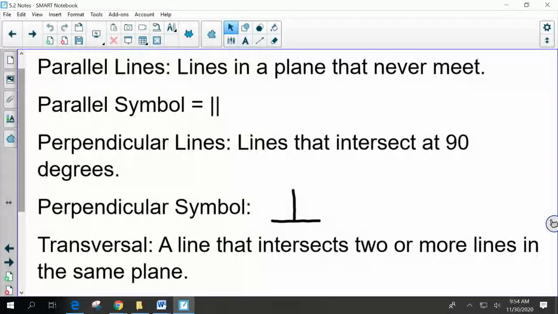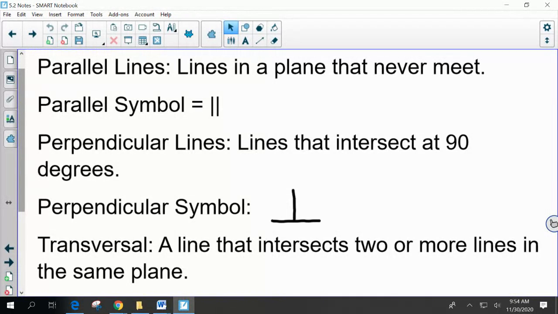Perpendicular lines are lines that intersect at 90 degrees. They have to be a 90-degree angle. The symbol looks like a set of perpendicular lines or an upside down T. And a transversal is a line that intersects two or more lines in the same plane.